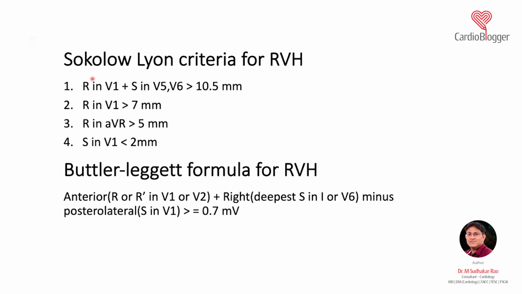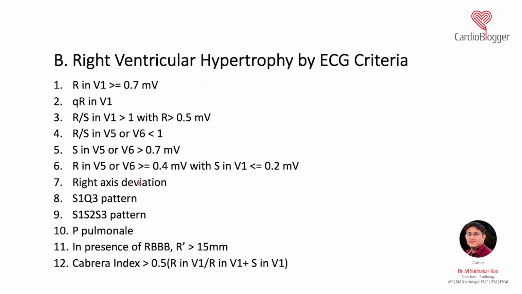Or an R in V1 more than 7 mm, which we already know, or S in V1 less than 2 mm, which you already know. So usually with RVH, the R in V1 is more than 7 mm and S in V1 is less than 2 mm, or instead of aVL for LVH, you see aVR for RVH. For LVH, the cutoff is 12 mm; for RVH, it is 5 mm in aVR. Or the sum of R in V1 and S in V5 or V6 is more than 10.5, it is suggestive of RVH. So Sokolow criteria, if you remember, it's good. Even if you don't remember, we have all the criteria for RVH.